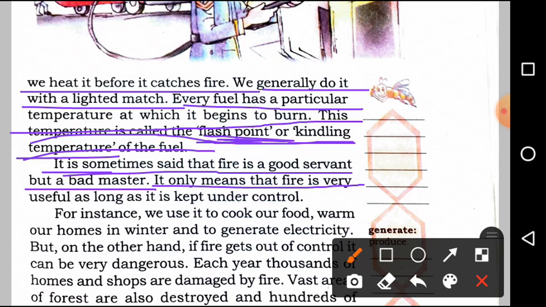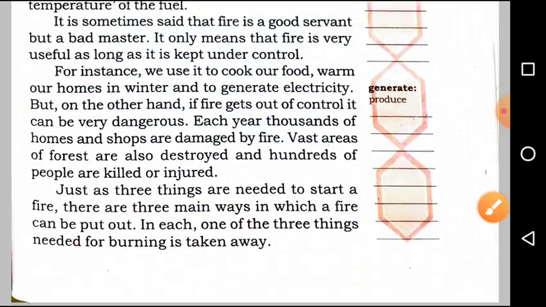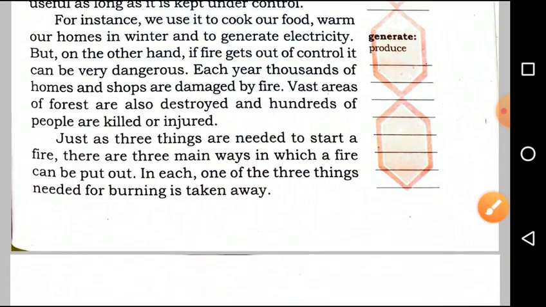It only means that fire is very useful as long as it is kept under control. Fire can be used in the best way when it is controlled. For instance, we use it to cook our food, warm our homes in winter, and to generate electricity. But on the other hand, if fire gets out of control, it can be very dangerous. I already explained it. When it is under control, then it's very good and works as a friend, as a helper or assistant. But when it gets out of control, what happens?